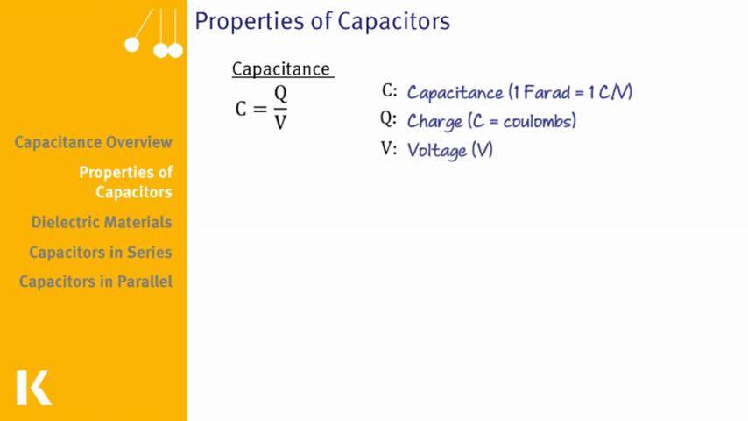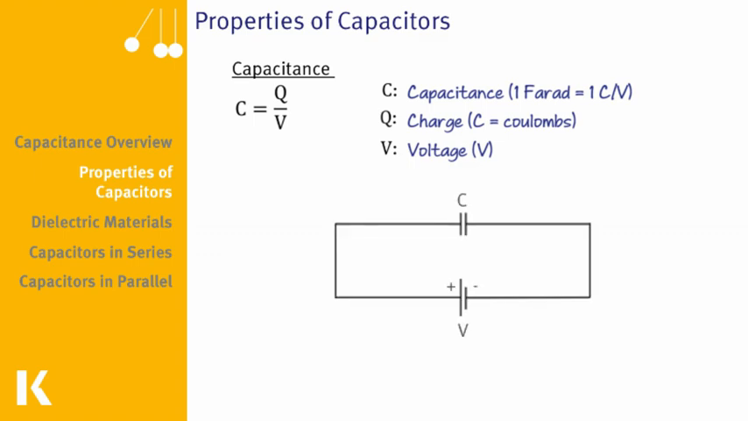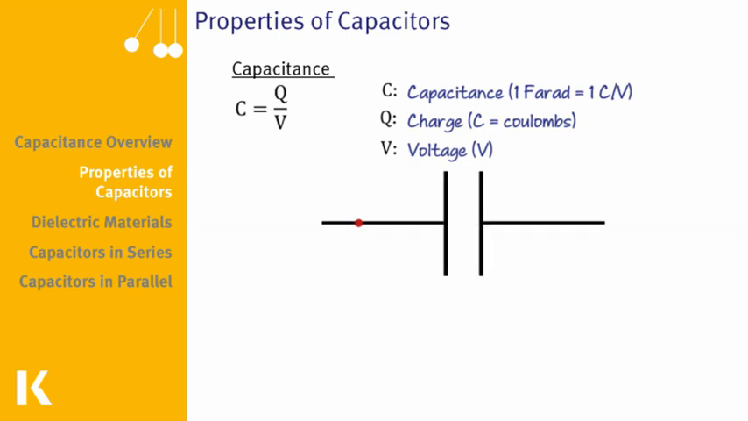As we said before, capacitors store charge. Specifically, when one is connected to a power source, like a battery, current drives charges to the capacitor, at which point positive charge builds up on the plate connected to the cathode, that's the positive battery terminal, and negative charge builds up on the plate connected to the anode, the negative battery terminal.